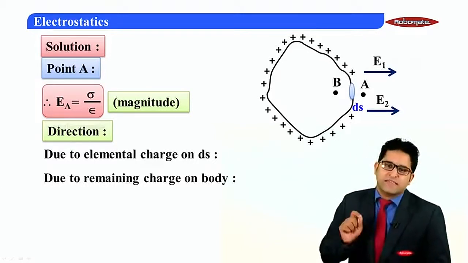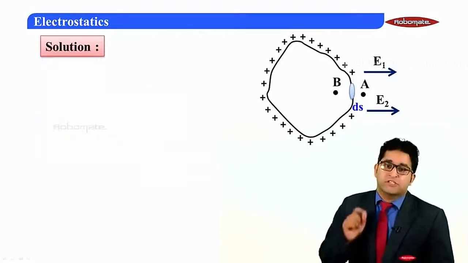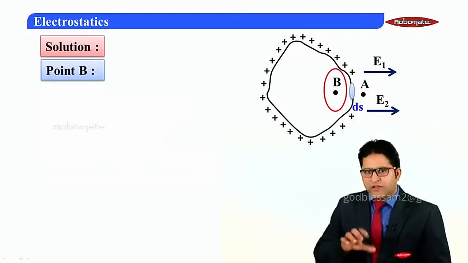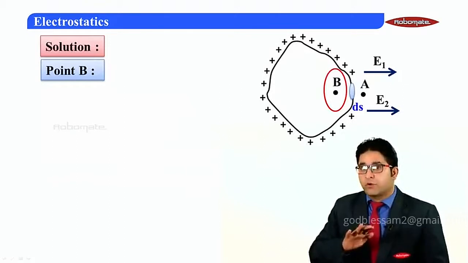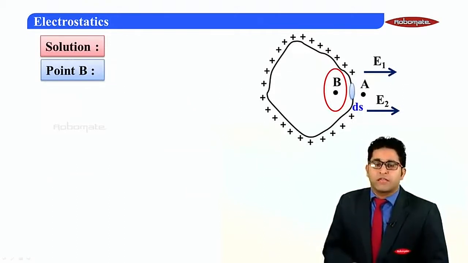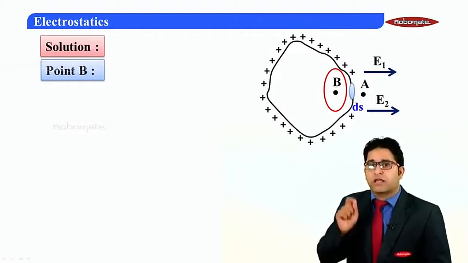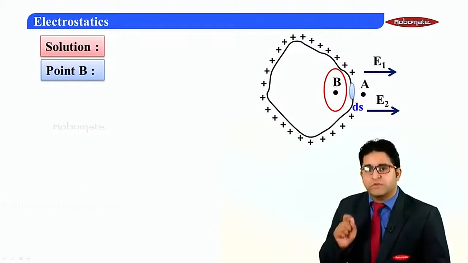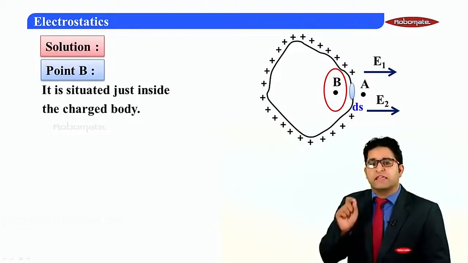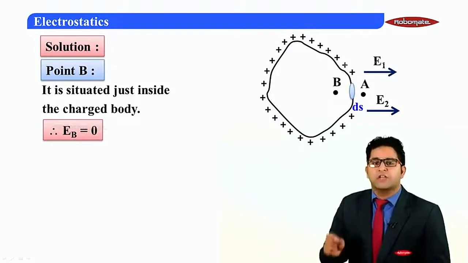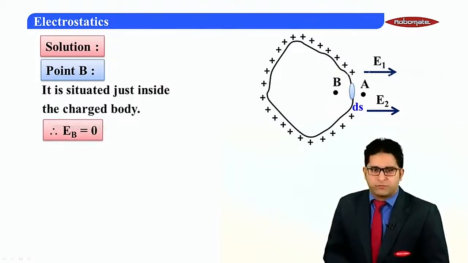Let us calculate the same parameters for point B, which is just inside, right? Now see point B, it is just inside. Now is there any charge inside the body? No, there is no charge inside the body. And as there is no charge inside the body, the magnitude of intensity at point B will always be equal to 0. So I can say intensity at point B is equal to 0, and this is nothing but the magnitude of intensity at point B, right?